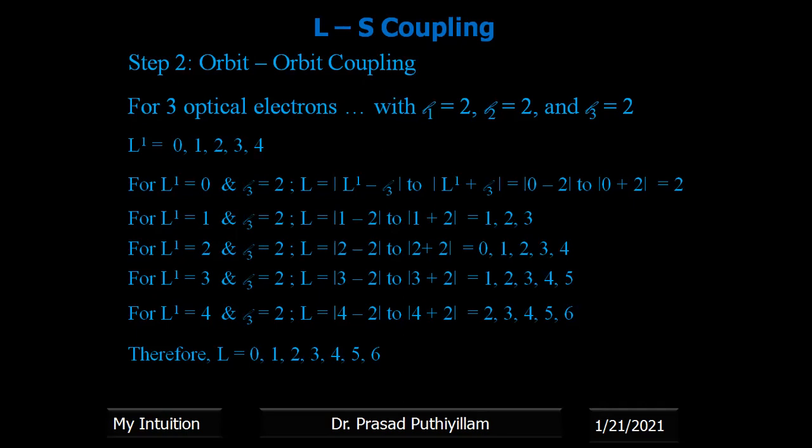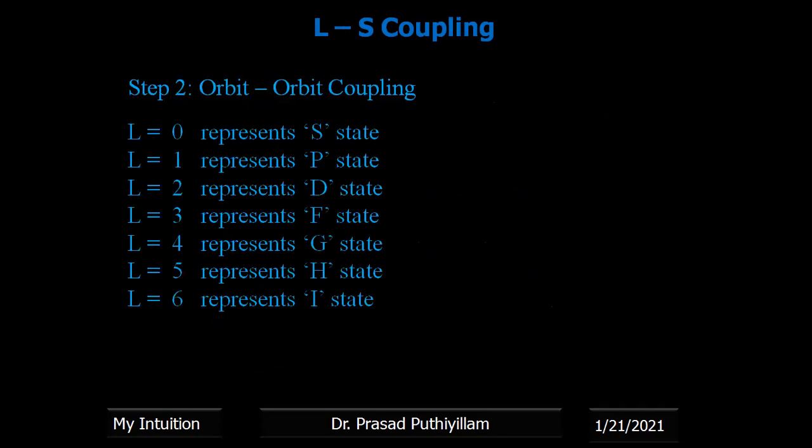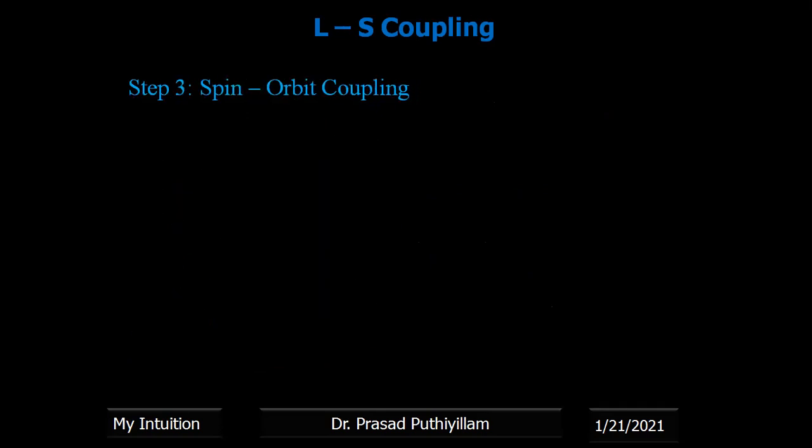These are the energy states it represents. That is, 0 represents S, 1 for P, then D, F, like that. It represents the different states of the energy levels of the electrons which they occupy. So 6 represents I, 5 represents H.